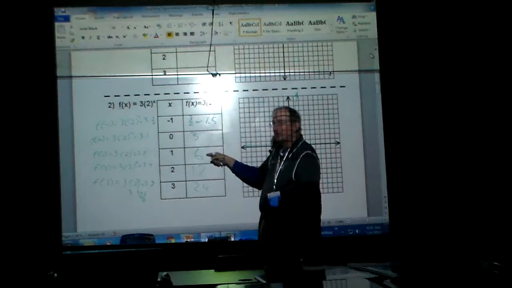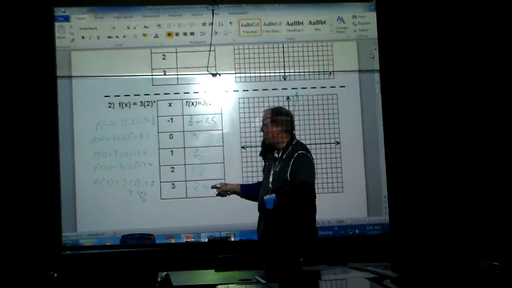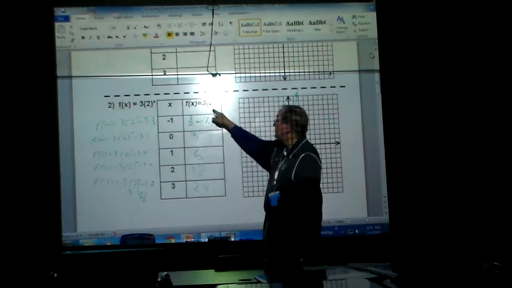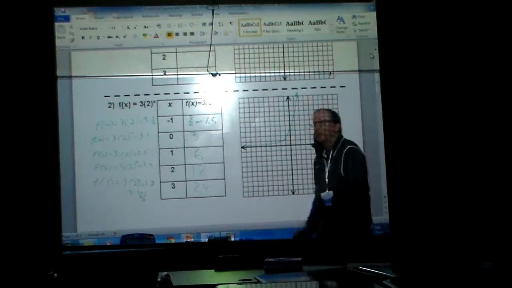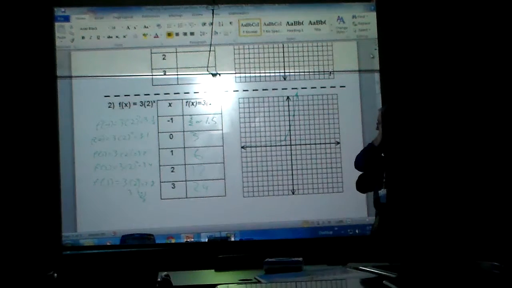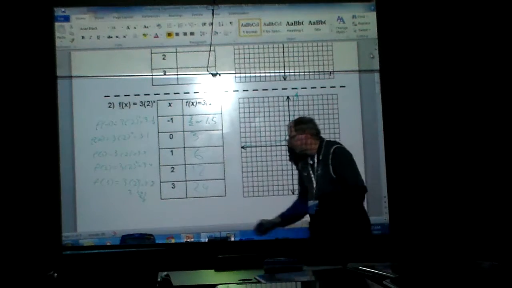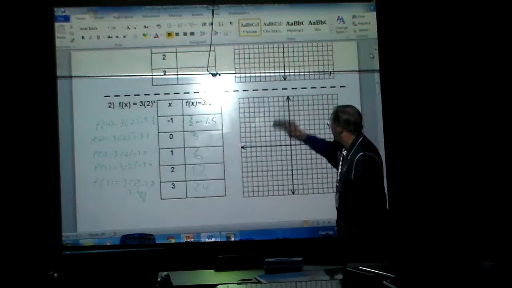3 to go to 6 had to double. 6 to go to 12 had to double. 12 to go to 24 had to double. All these numbers are doubling. 1.5 to 3 is doubling. So that means I know I have a 2 as the number that I am presenting to the exponential power there. All right, now, just kind of to look at it on the calculator.